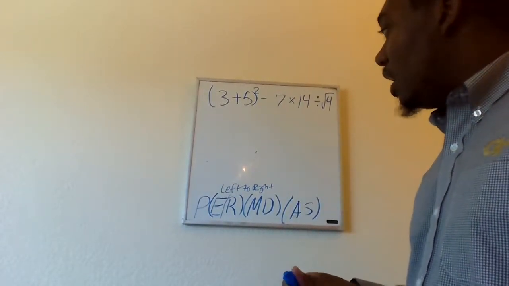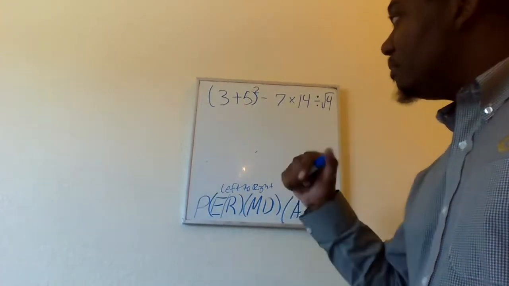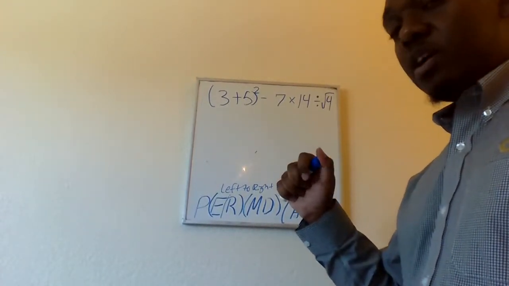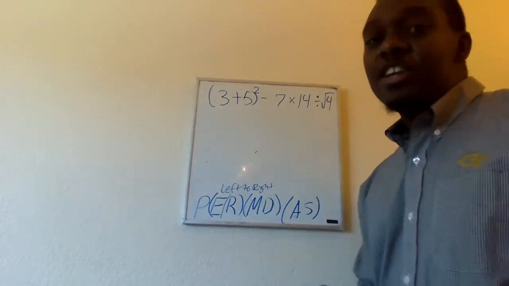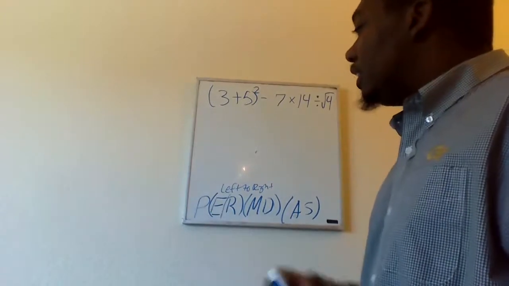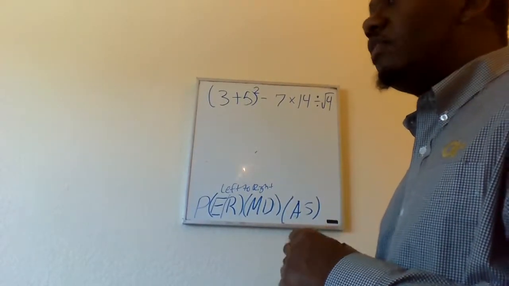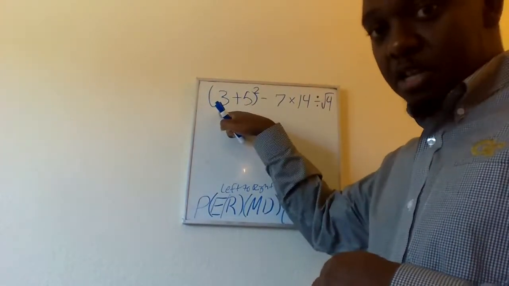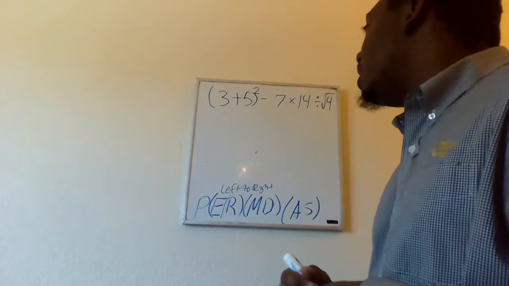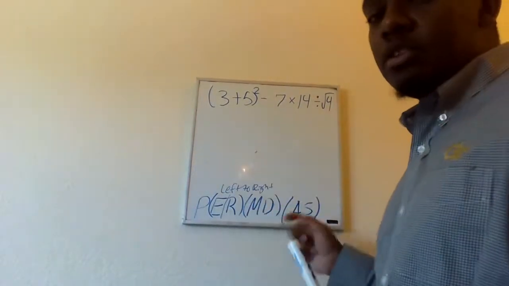Okay, so here we are. We have this problem, quantity 3 plus 5 squared minus 7 times 14 divided by square root of 4. And we're going to do this. So first things first is our parentheses, or any grouping that you see. And you always go with the innermost. So say if there was another parentheses inside of here, we would go with that first before we did anything else.